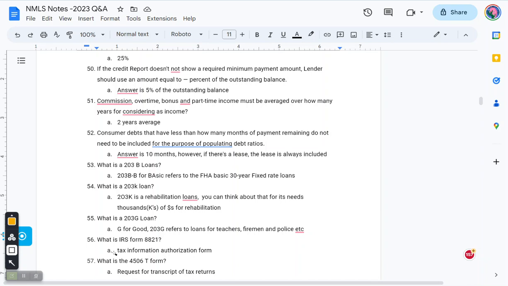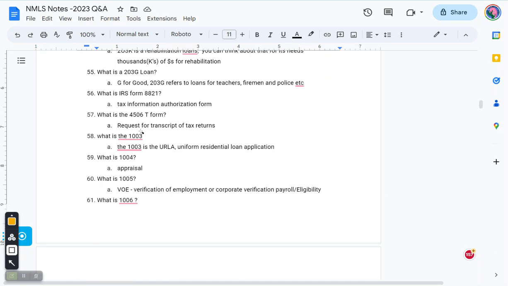The next question. What is IRS Form 8821? The Form 8821 is the Tax Information Authorization Form. What is the 4506 form? It's a request for transcript of tax returns. What is 1003? 1003 is the URLA or the Uniform Residential Loan Application. That's definitely something everyone of us who are the mortgage loan officers should be aware of.